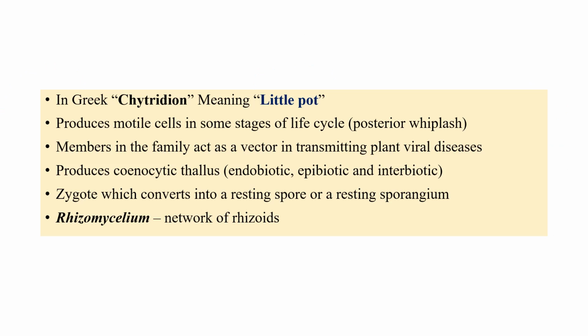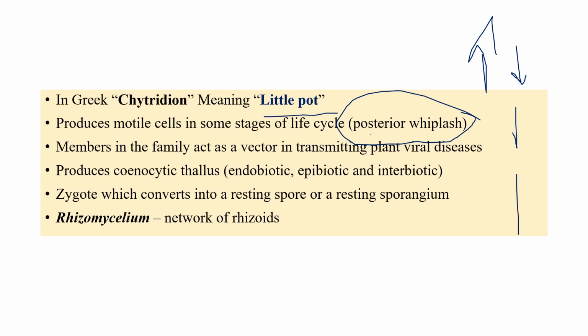Before going to the general characters, let's look at some common properties or important features that we must keep in mind. Chytridion is a Greek word that means little pot, because they produce a pot-like structure. That's why it's called Chytridiomycota. They are very specialized by the production of motile stages, the zoospores are motile. Generally, Chytridiomycota produce a posterior whiplash flagellum. So what is posterior? Anterior means the flagellum is in the upward direction. Posterior means the flagellum is in the downward direction.